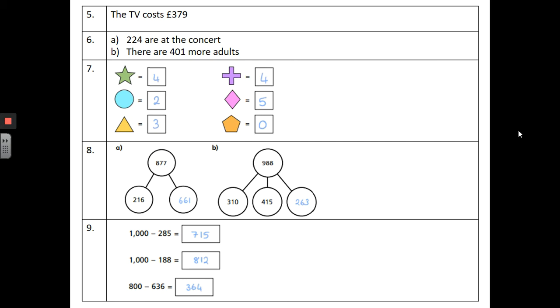Again, a few questions here where you've had to use a slightly different method to what we would normally use. You've had to apply your skills a little bit more. So I hope you've found those interesting, particularly question 7. I quite like that one. It's quite a tricky one to get your head around.